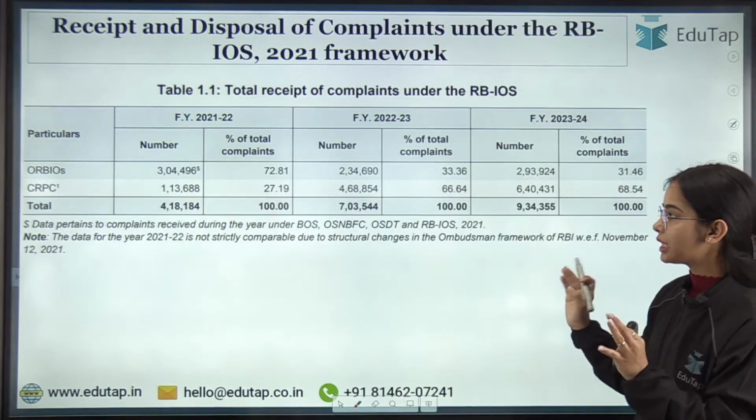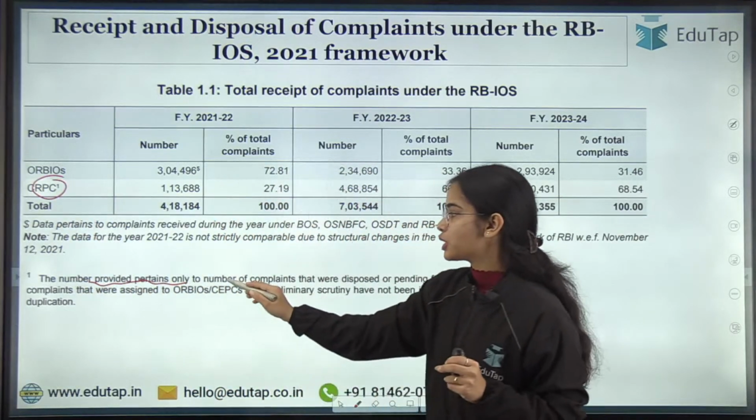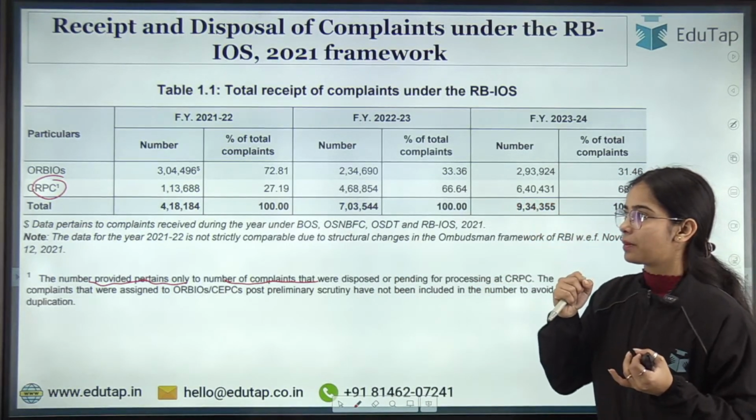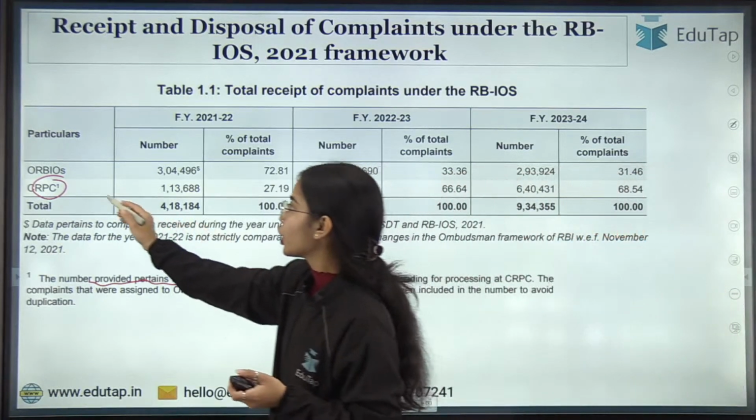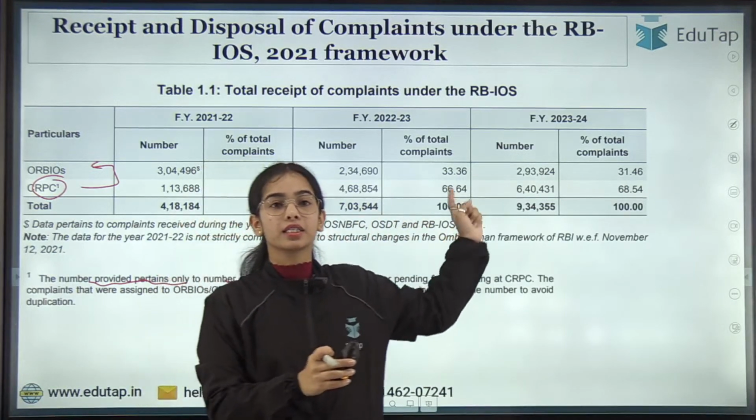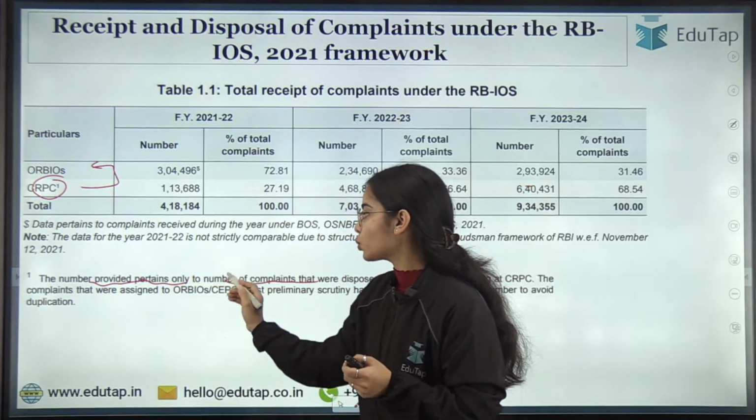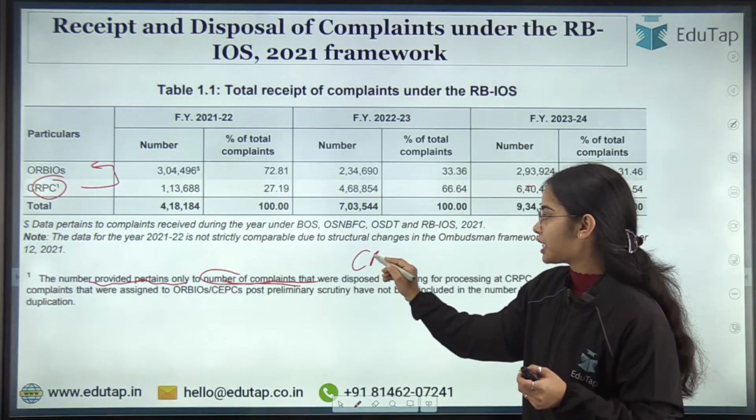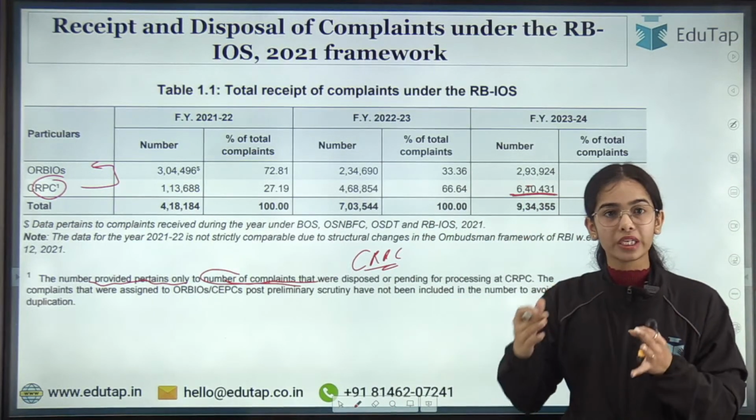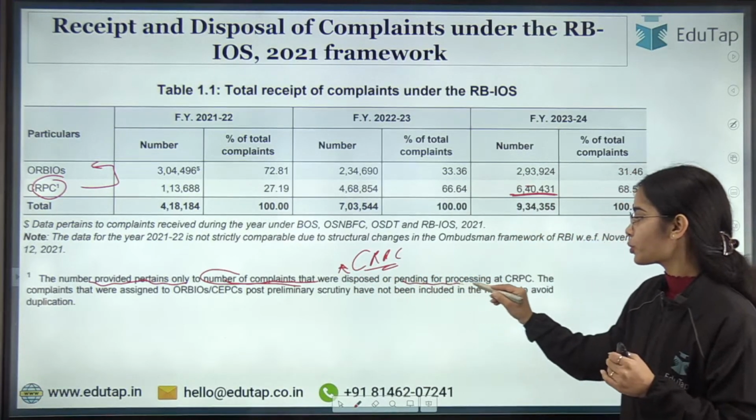Okay, now here the thing that you need to remember is that the number provided for the CRPC pertains only to the number of complaints that were disposed of or under processing under the CRPC. The complaints that the CRPC has sent to the offices after the initial scrutiny will be considered under the offices' domain. So in the case of CRPC, the number that is 6,40,000 pertains only to the complaints that are disposed of directly by the CRPC or that are pending for processing at CRPC.